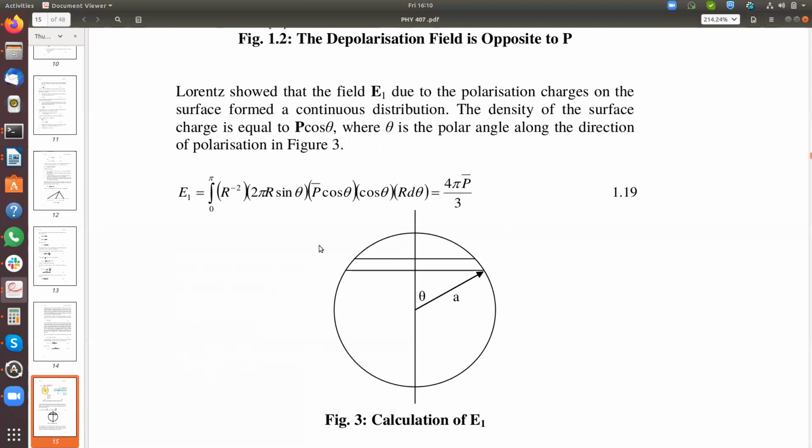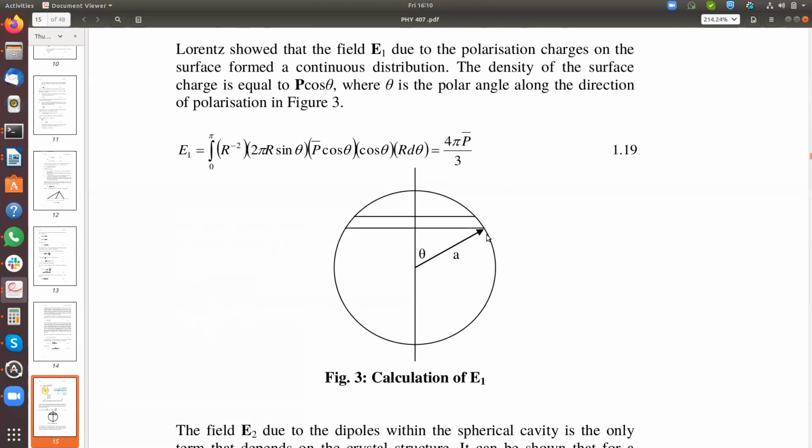So now, if you use that procedure to solve for this expression, which is the radius, then because we are in polar coordinates, this expression is coming from polar coordinates. If you integrate from 0 to pi, that is around 180 degrees, the integration of this expression will give us 4 pi P, this is polarization, over 3.